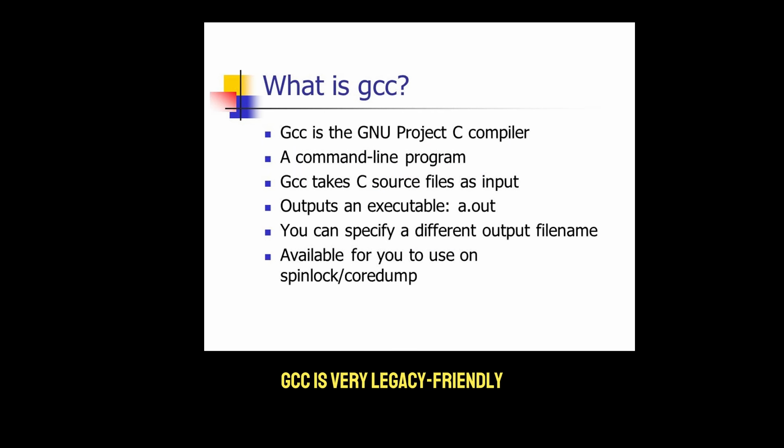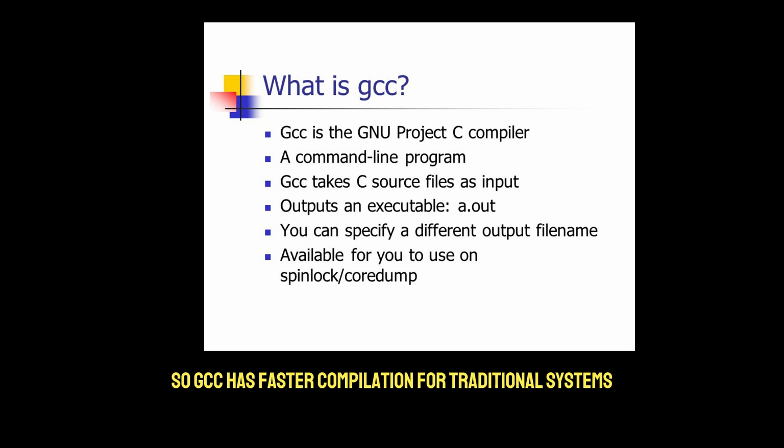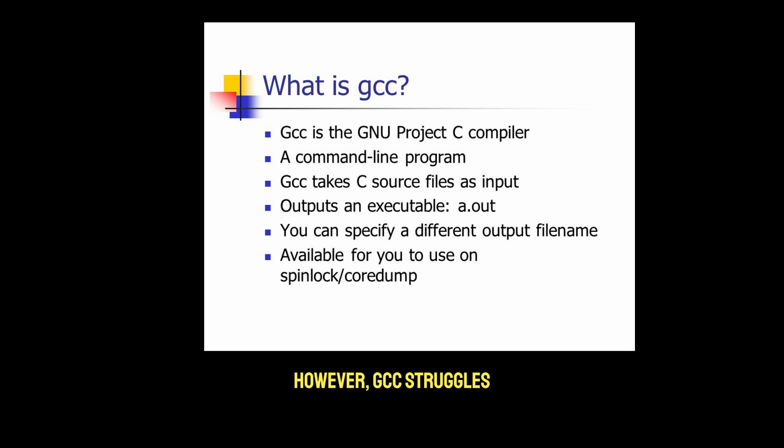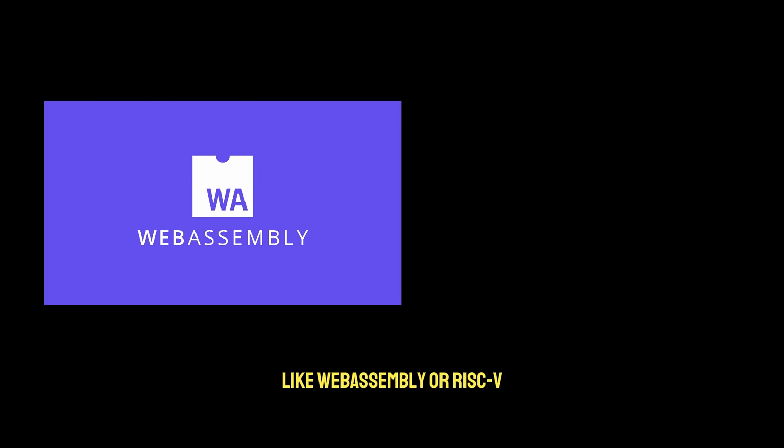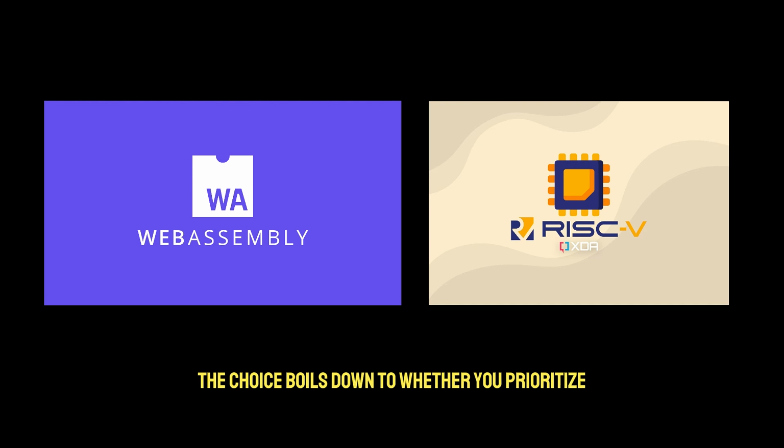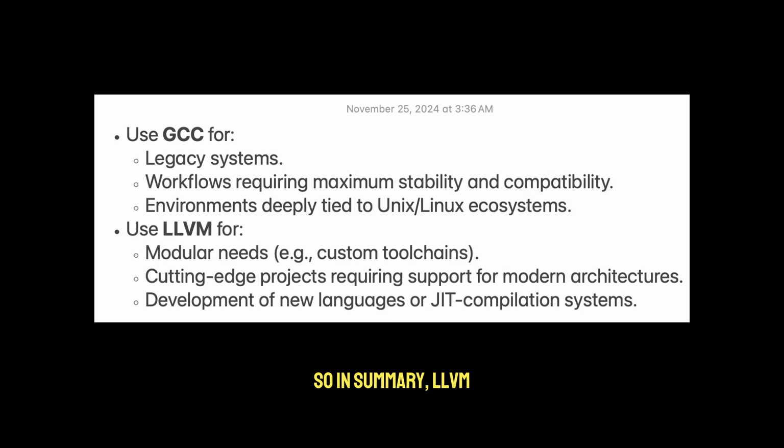GCC is very legacy friendly, so GCC has faster compilation for traditional systems and has very good support for older architectures. However, GCC struggles because it falls behind LLVM in supporting new architectures like WebAssembly or RISC-V. The choice boils down to whether you prioritize cutting-edge performance provided by LLVM or tried-and-true reliability provided by GCC, the latter being very legacy-friendly. So in summary, LLVM is great for building new languages, targeting modern hardware, and supporting proprietary innovation. GCC, on the other hand, is a very solid choice for open-source projects, more embedded systems, and legacy compatibility.